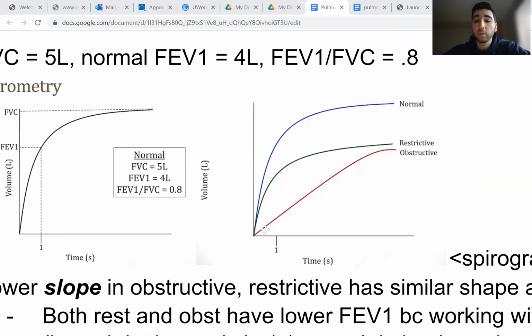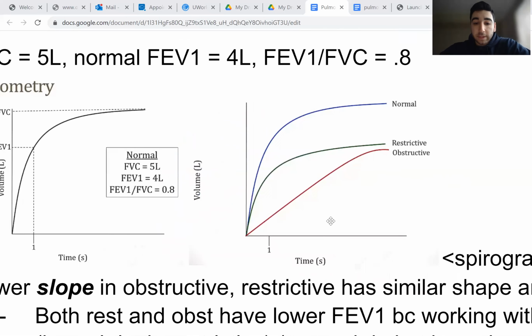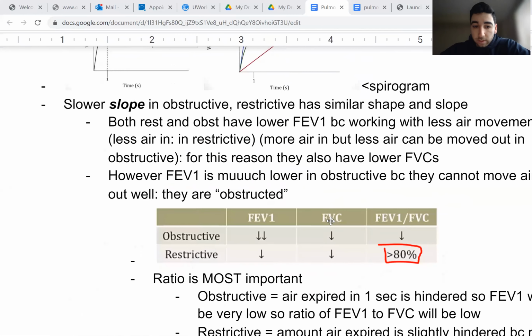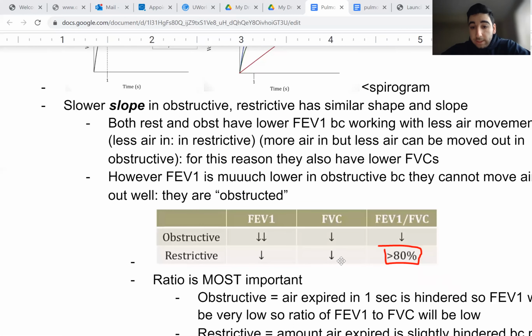And the FEV1 will be severely decreased in obstructive disease because the patient has trouble breathing out as fast as they do in the normal lung, or restrictive disease, where their airways are still patent, but they don't have enough air in their lungs. And so that's why this graphical relationship can be summarized in this table.